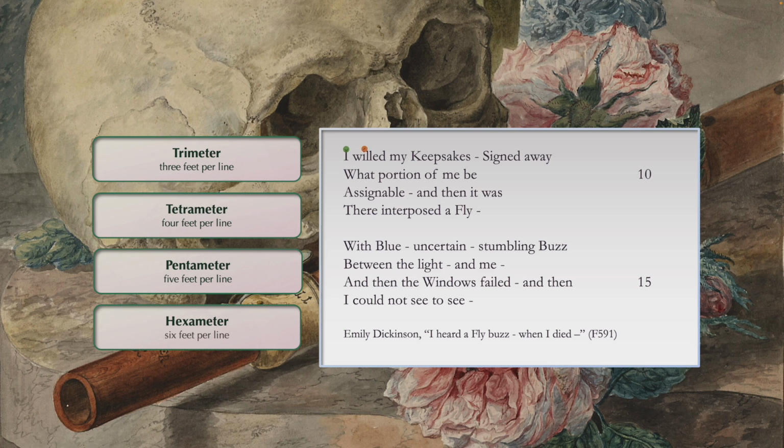So there is the first foot. I willed, my keepsakes, signed away. I willed my keepsakes signed away. So those are all iambs. We can establish this is iambic. It's unstressed followed by stressed syllables. And then we simply count them out. There's 1, 2, 3, 4, which means that this is a line of iambic tetrameter.